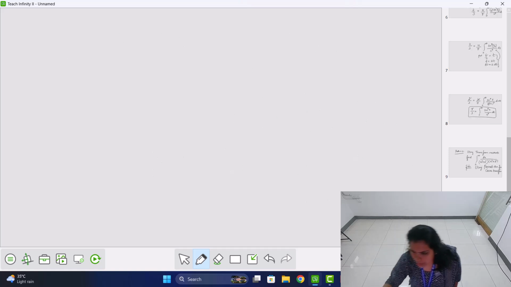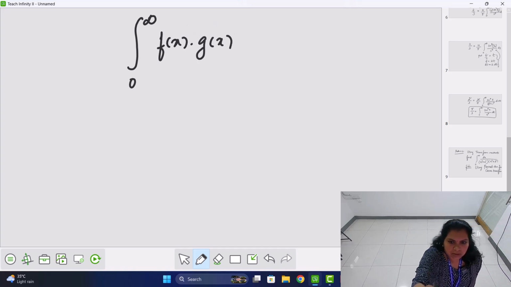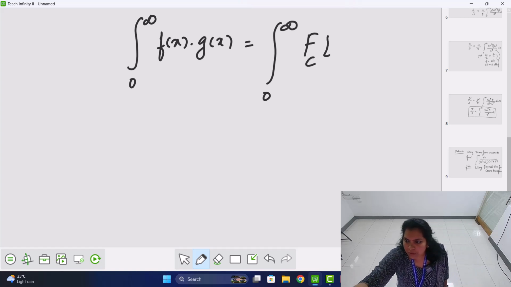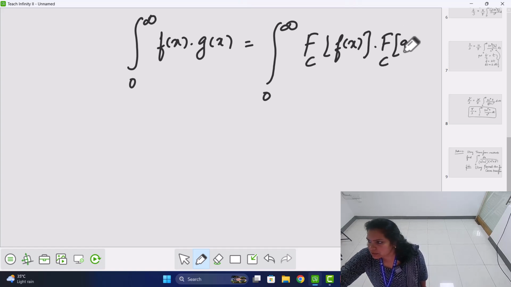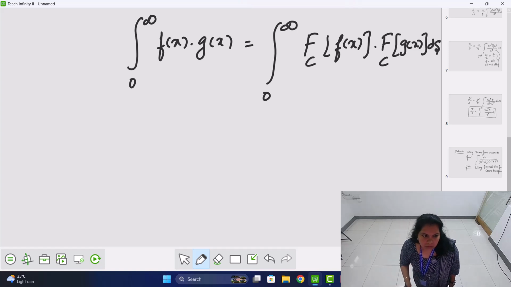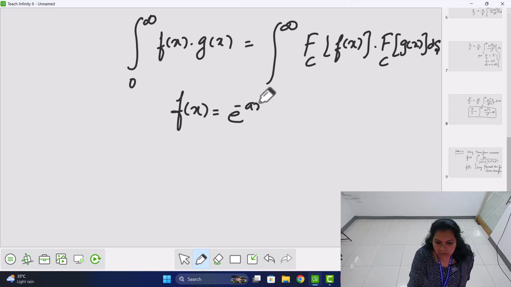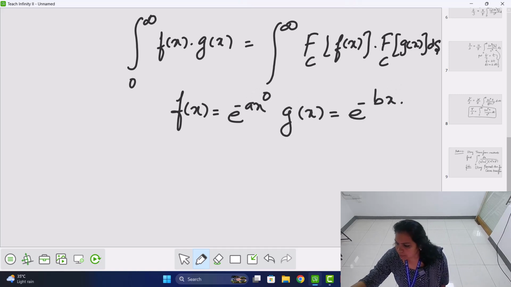So what is the formula? Integral 0 to infinity f of x g of x dx equals integral 0 to infinity fc of f of x into fc of g of x ds. Okay. So what is f of x? It is e power minus ax. G of x is e power minus bx.